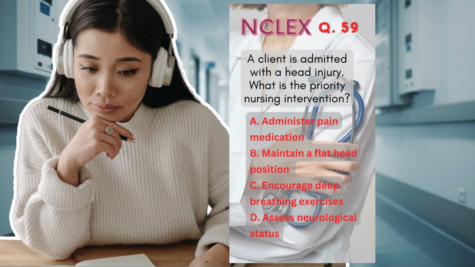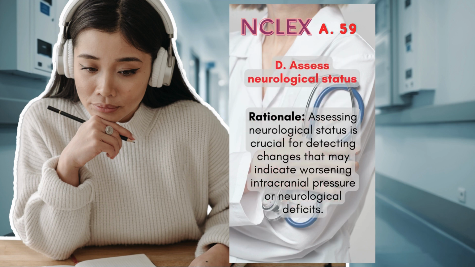Question: A client is admitted with a head injury. What is the priority nursing intervention? A. Administer pain medication. B. Maintain a flat head position. C. Encourage deep breathing exercises. Answer: D. Assess neurological status. Rationale: assessing neurological status is crucial for detecting changes that may indicate worsening intracranial pressure or neurological deficits.